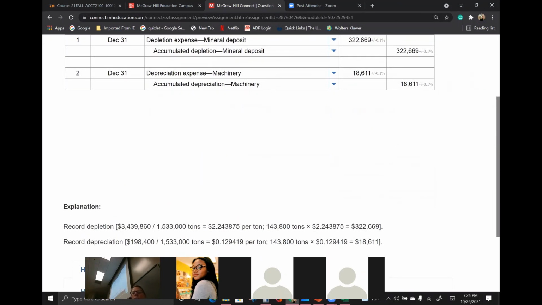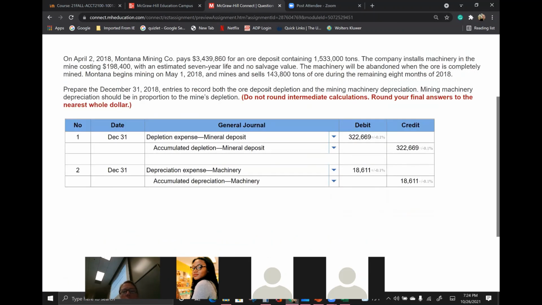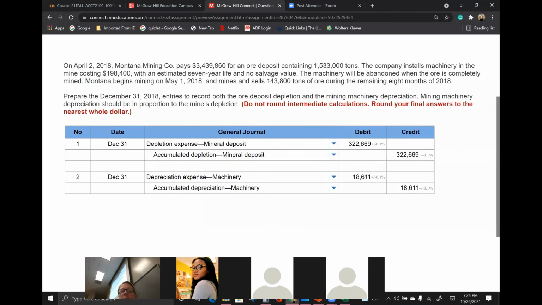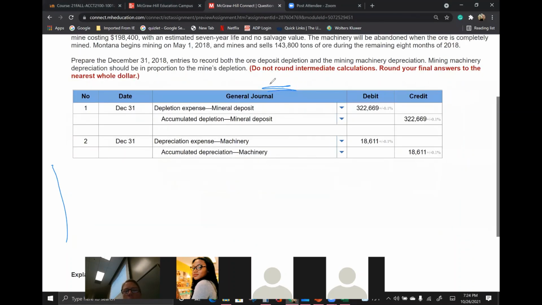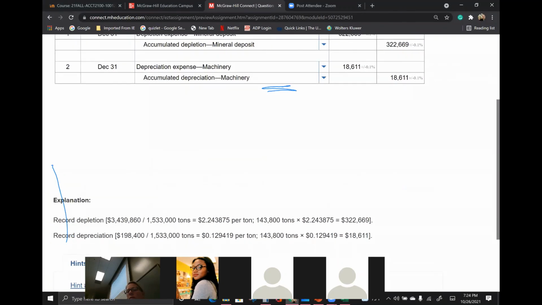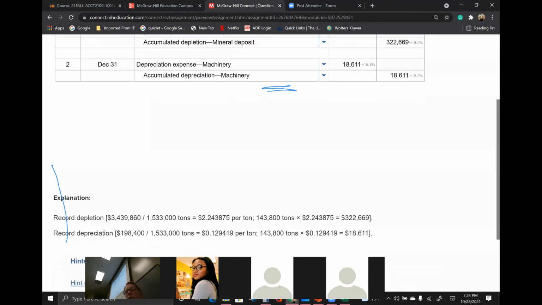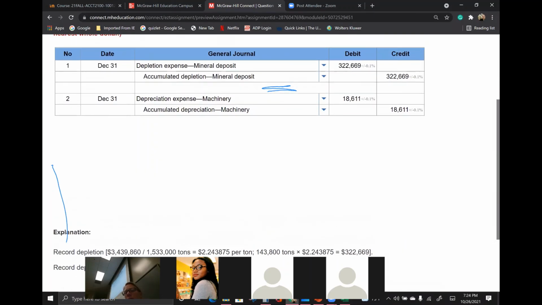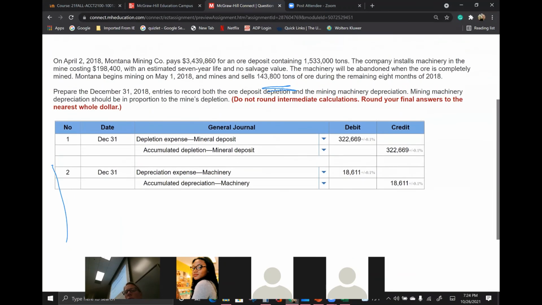Okay, so when we try to calculate what the depletion is for that year, we have to go back to look at how much they said we took out for that year. It tells us that we mined and sold 143,800. So right here. I take that number, multiply it by the per unit, which is the $2.24 something, and then round it. So that's 322,699. That's the amount that we use for the depletion.